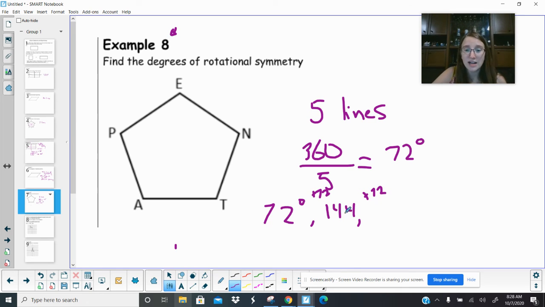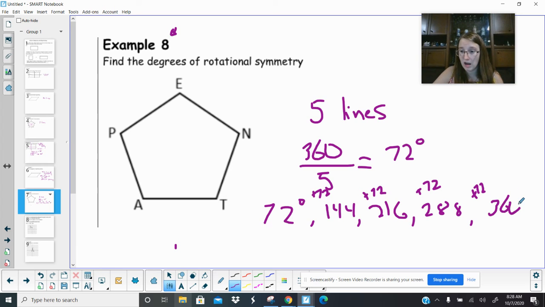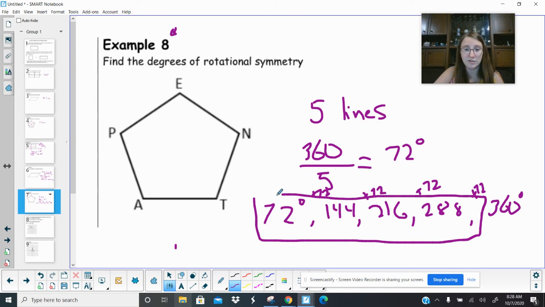Okay, so I can turn it another 72 degrees. 144 plus 72 is 216. I could turn it another 72 degrees. 216 plus 72, that's 288. And I could turn it another 72 degrees. That's 360. Okay, I'm done. Even though 360 is there, these are my answers. We never list 360 because every single shape has 360 degree rotational symmetry.